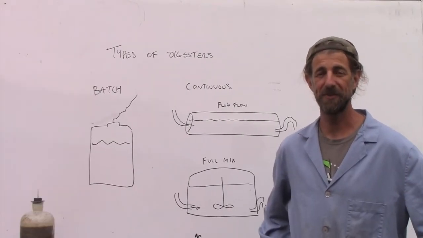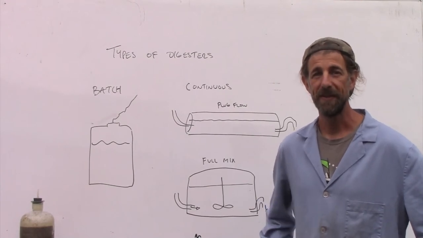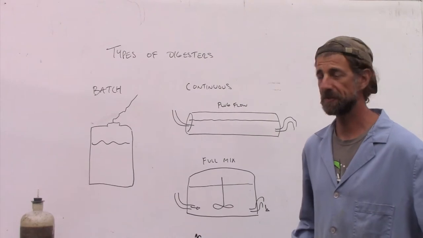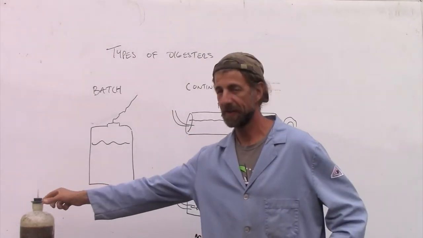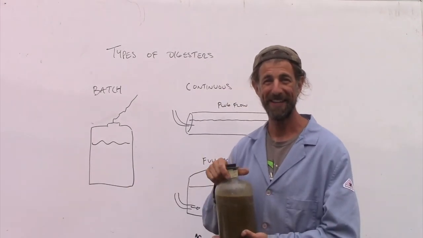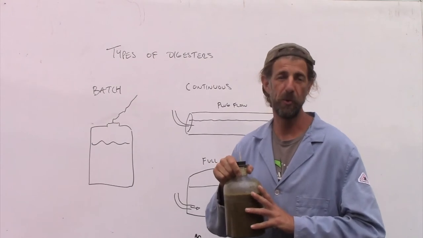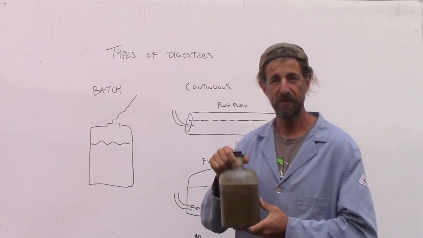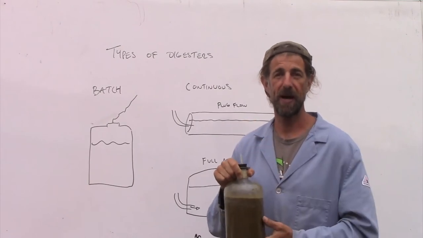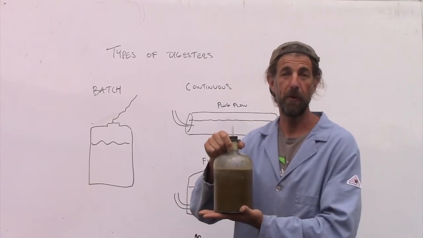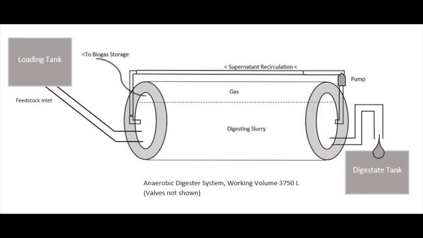There are different types of digesters, and they can all be pretty easy to build with readily available parts. The first type is called a batch digester. In a batch digester, you would add a mixture of manure and other materials and water to the digester one time, put a cap on it, and have a gas pipe coming out and collect the gas that's made while you keep this warm for about 25 or 30 days.